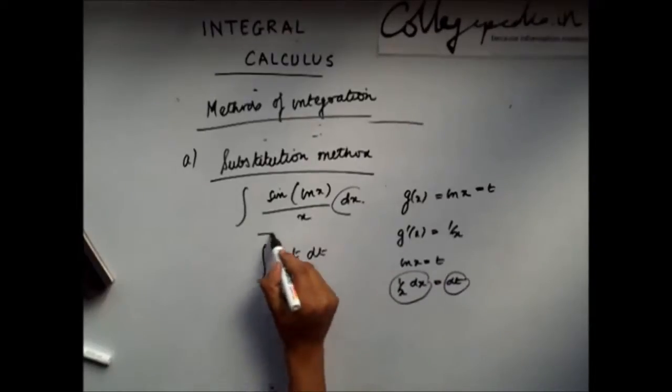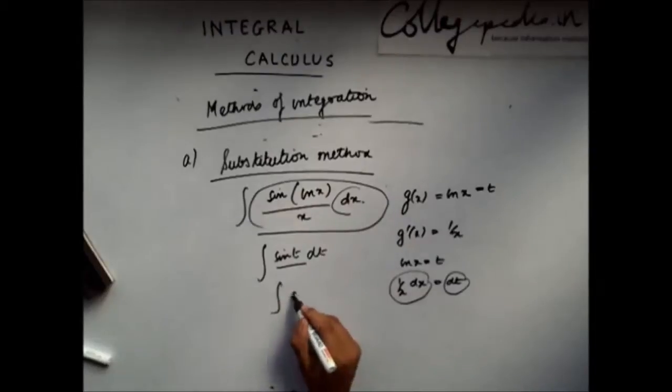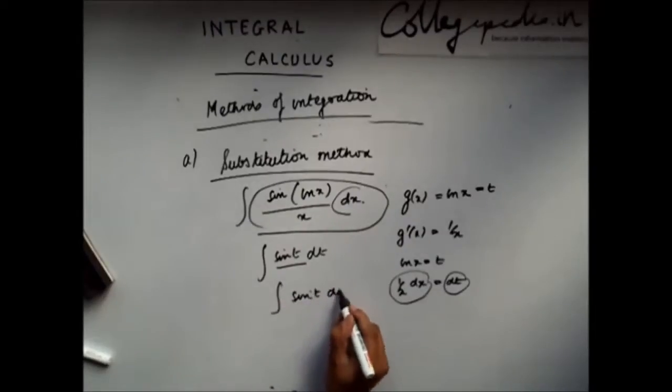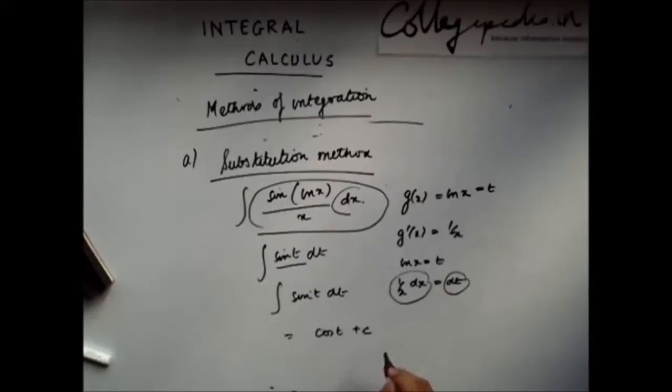So this complicated integration becomes a simple integration involving sine. And I know the answer of this is minus cos of t plus c. Now to find the final solution, I'll replace t with the value of x. You know that t is ln x, so this becomes minus cos of ln x plus c. This is my answer.